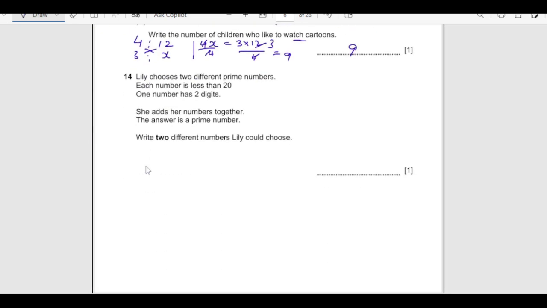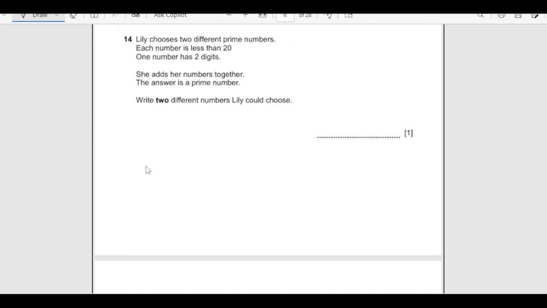Now number 14, Lily chooses two different prime numbers. Each number is less than 20. One number has 2 digits. She adds her numbers together. The answer is a prime number. Write down the different numbers that Lily has.